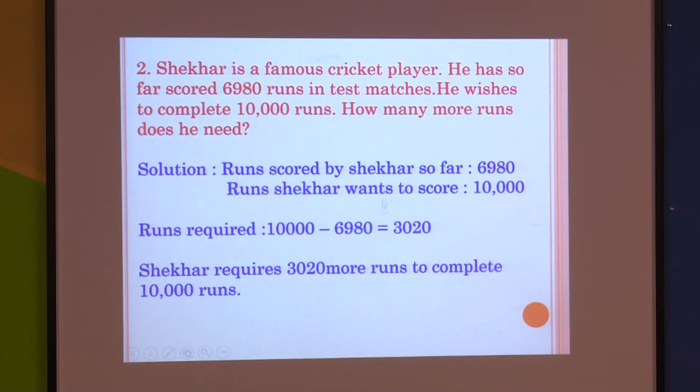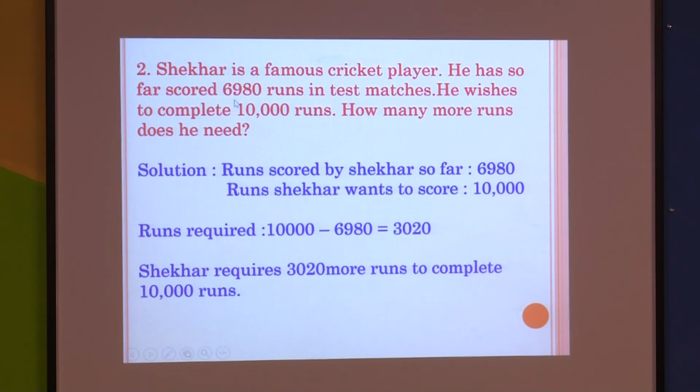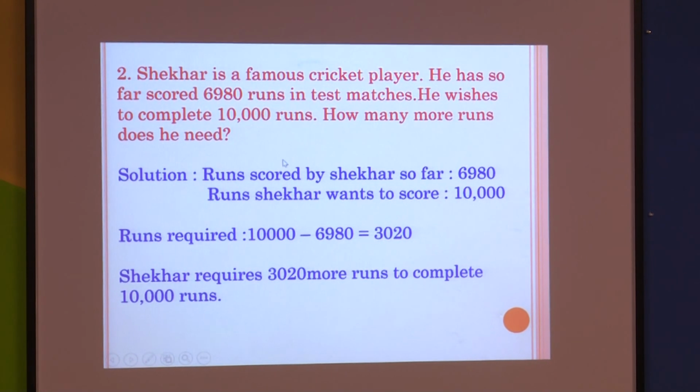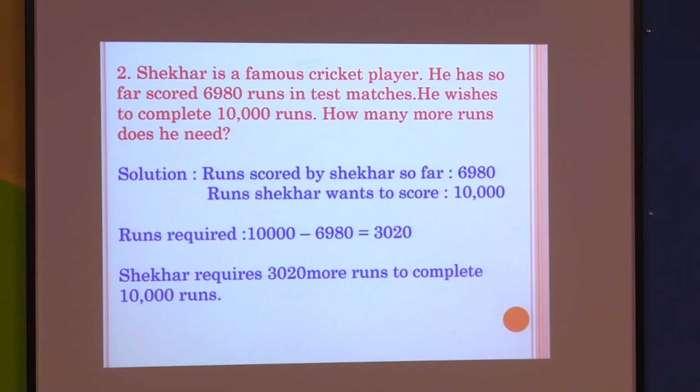Shekhar is a famous cricket player. He has so far scored 6,980 runs in the test matches. He wishes to complete 10,000 runs. How many more runs does he need? So, Shekhar has scored till now 6,980 runs and he wants to score 10,000. In this case, which operation should we carry out?